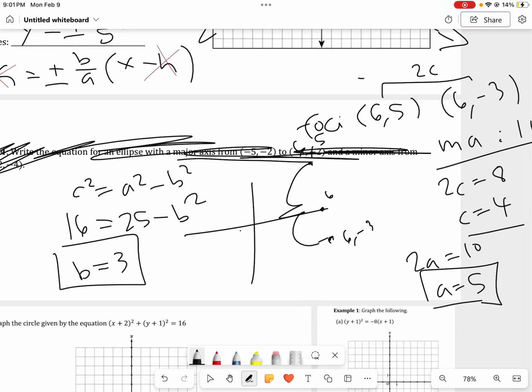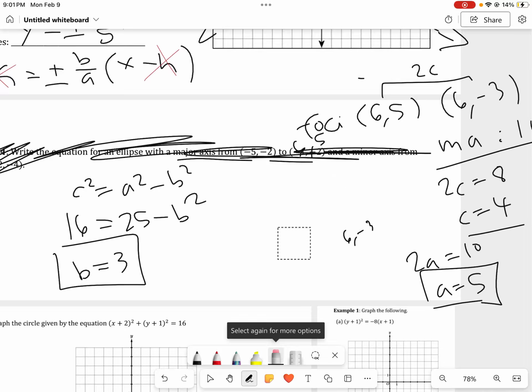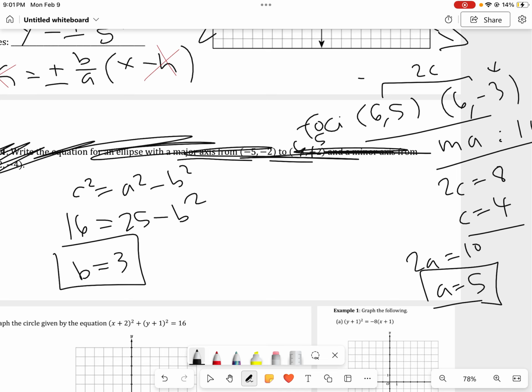Okay, so we have this. It's asking to write the equation, so let's get this out of the way. We know our center that we just solved for is the midpoint between these two points. And if you do the math, add 4 to this, it's just going to be 6, 1. That's our center. Now we can easily just graph this. We don't need c, but we needed b.